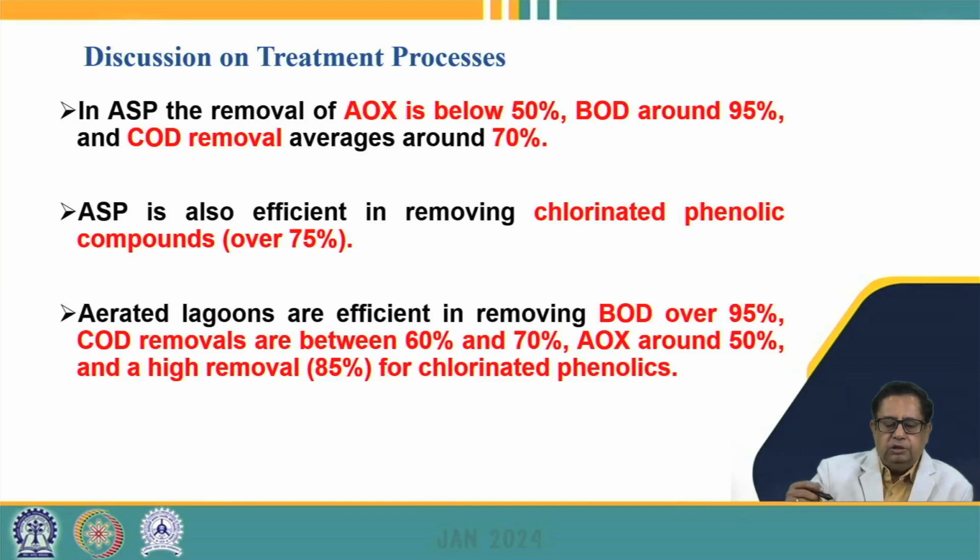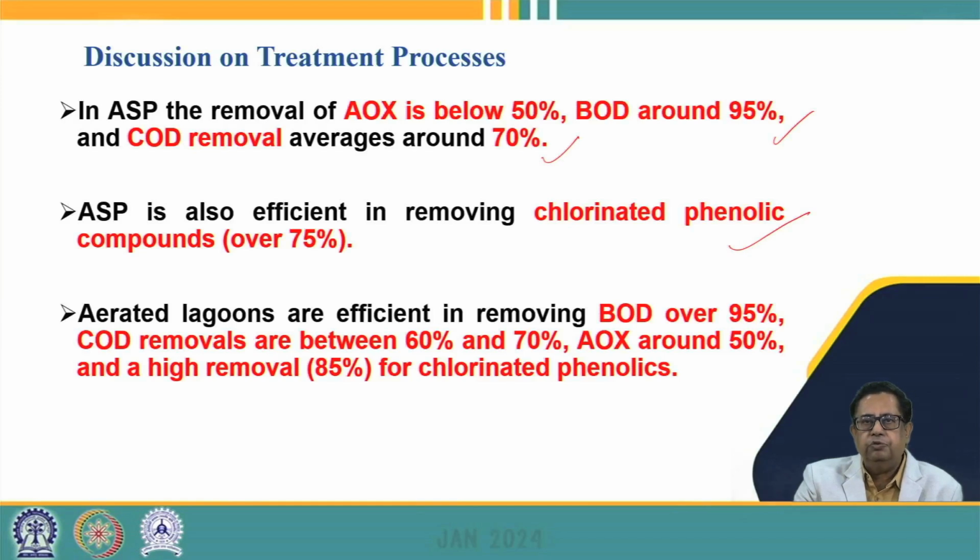So now in a nutshell, we can say that the activated sludge process can be useful for the removal of AOX below 50%. They can remove BOD around 95%. The COD removal may be around 70% in such cases. And it has also been found that the ASP is quite effective in the removal of chlorinated phenolics, and over 75% of the chlorinated phenolic compounds may be removed by using the activated sludge process.